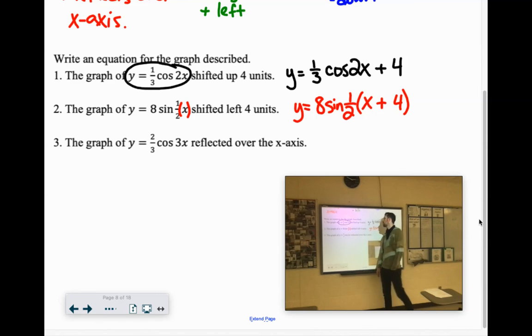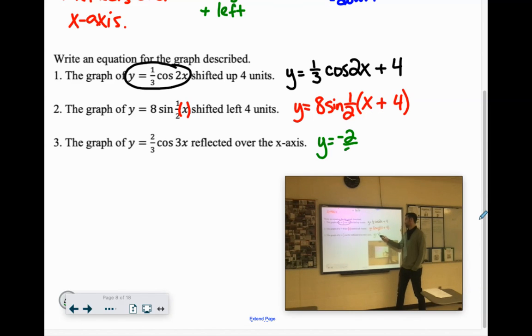And then the graph of this reflected over the x-axis. The reflection just means you stick a negative in front there. So we'll have y equals negative 2/3 cosine 3x. That's it.